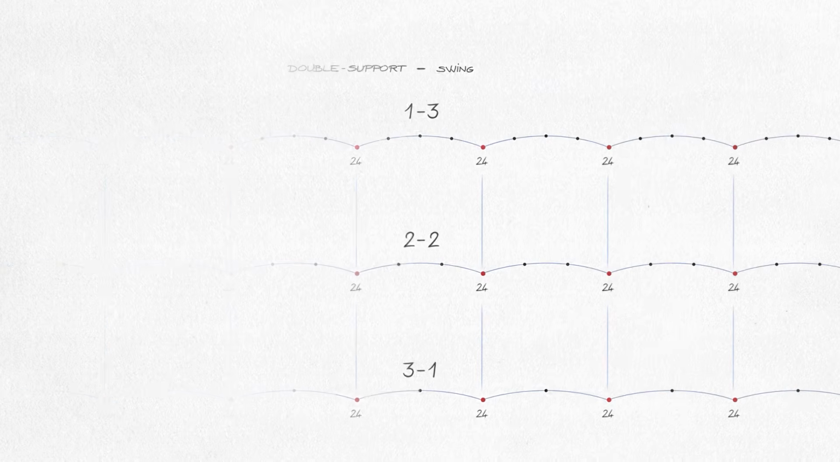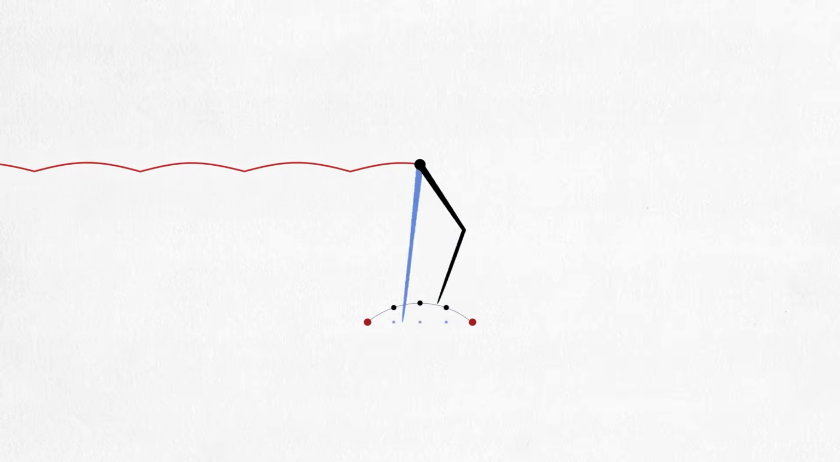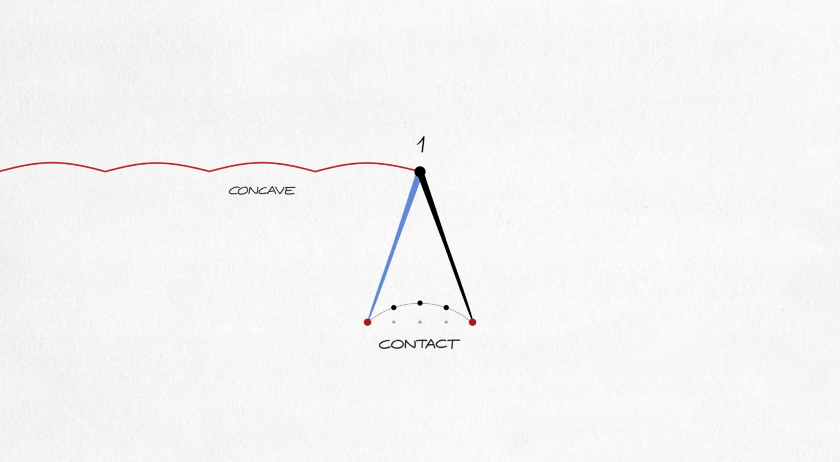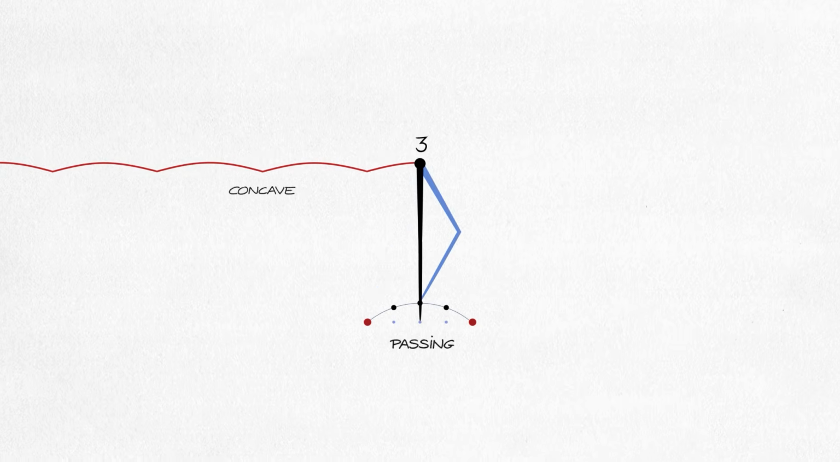These adjustments are not without effect on the global movement. With one double support pose, the pelvis draws a series of concave curves, with the pointed throws occurring at the contact pose and the curve peaks at the passing pose.